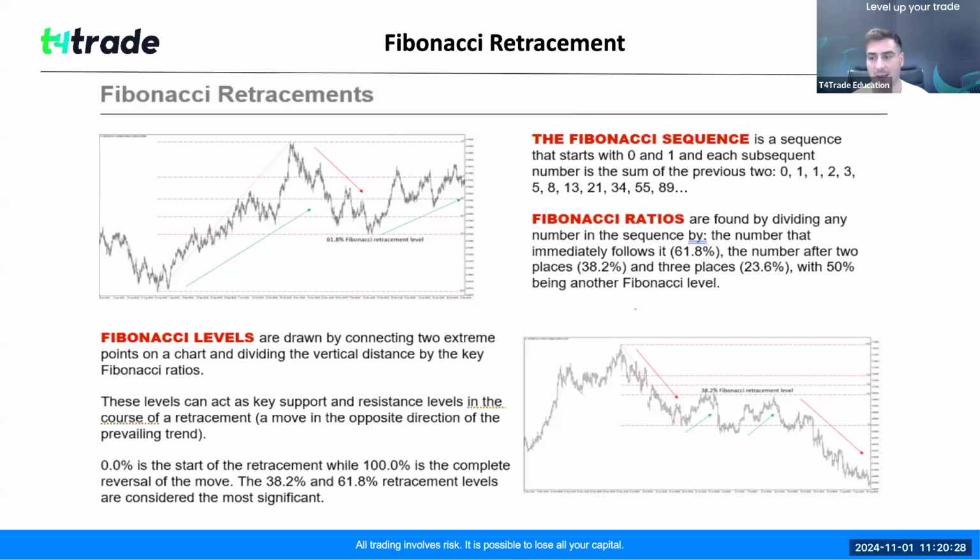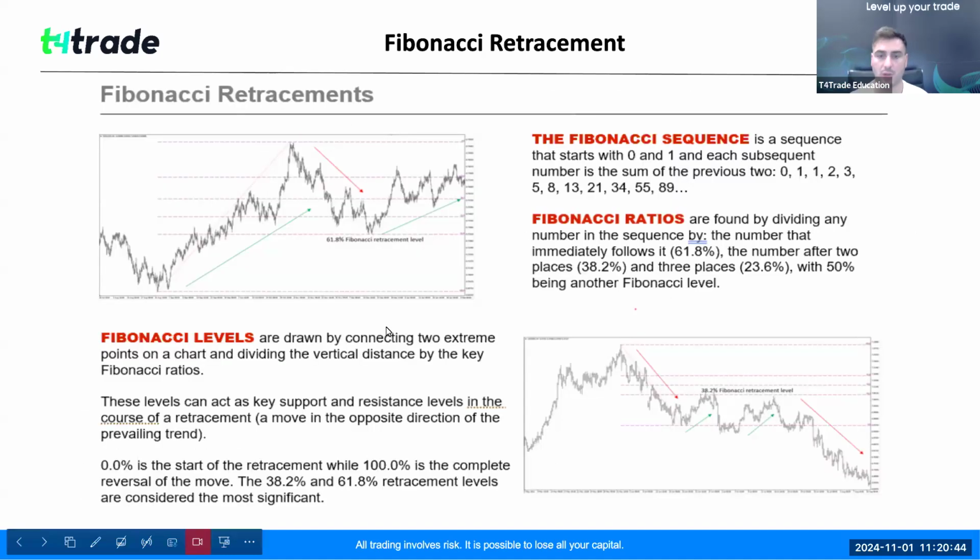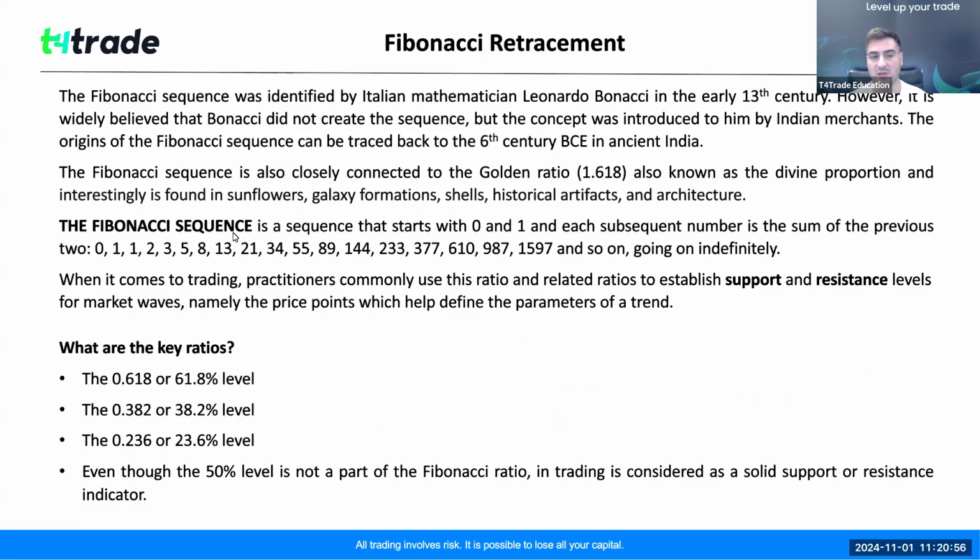If you take a number and go two places backwards and divide that number by the one in front of you, let's say you take the 8 and divide it by 21, you are going to get the 38.2% or 0.382. And three places backwards, you get the 23.6%. In this case, the base is 21, so you go 1, 2, 3: 5 divided by 21 gives approximately 23.6%.